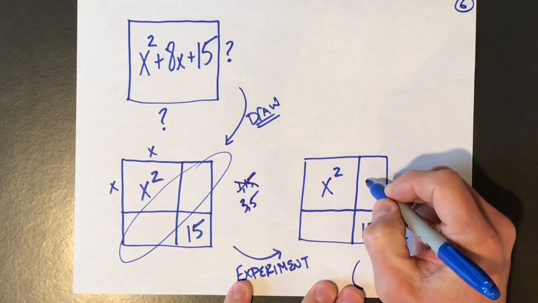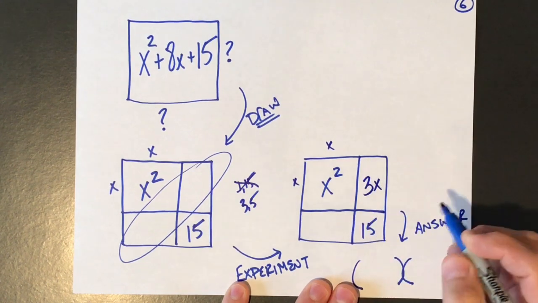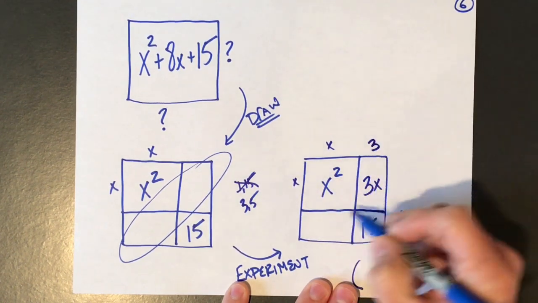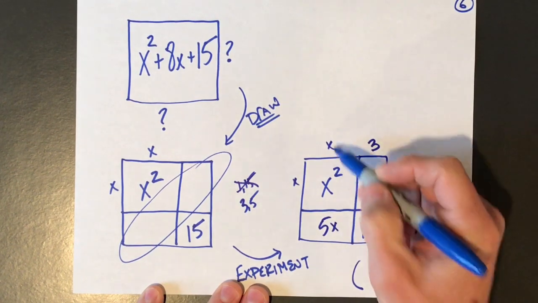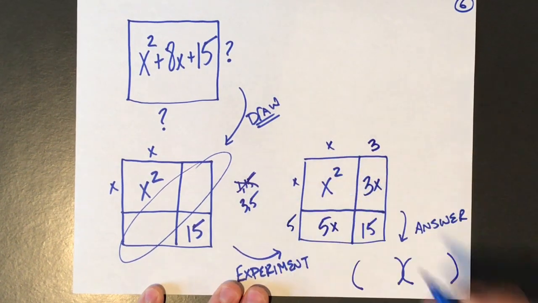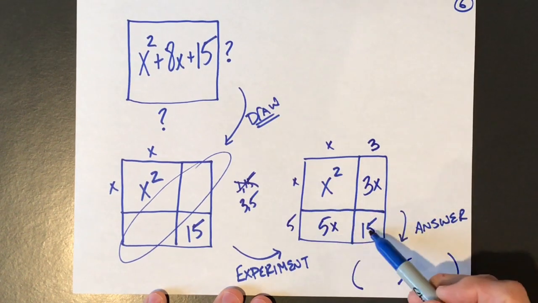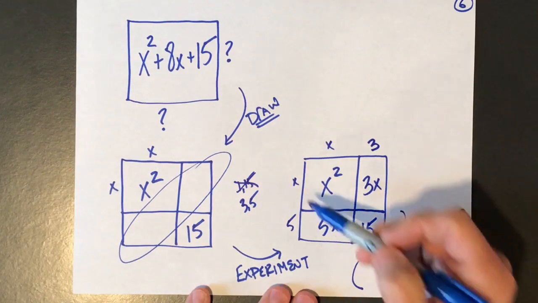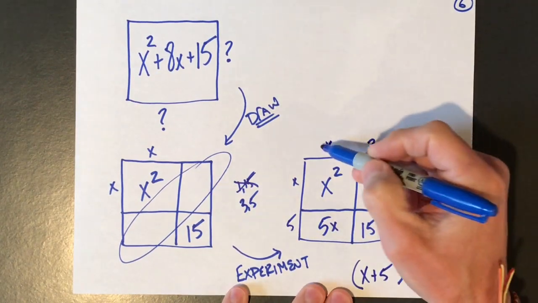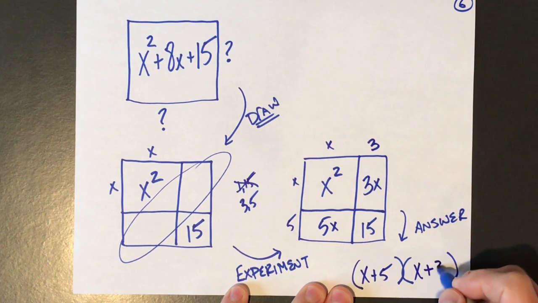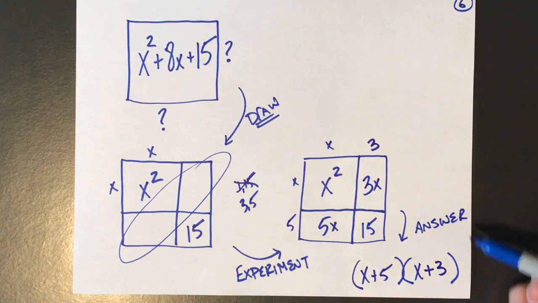So what I'm going to do is put a, let's see, fill in my gaps. I'm going to put a 3 with an x here, and x times 3 is 3x. And then I'm going to find myself putting a 5x down here, and x times blank is 5x, so this has to be a 5. And now, x squared, 8x, and 15 is what I started with. So x plus 5, and I'm putting plus because it's positive, and x plus 3, and I have myself an answer. So I draw, I experiment, I answer.